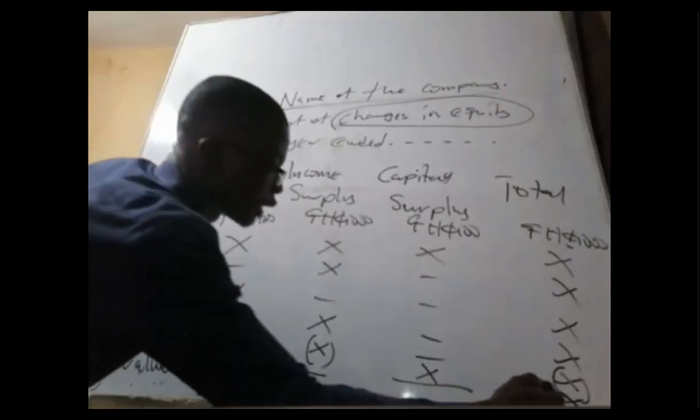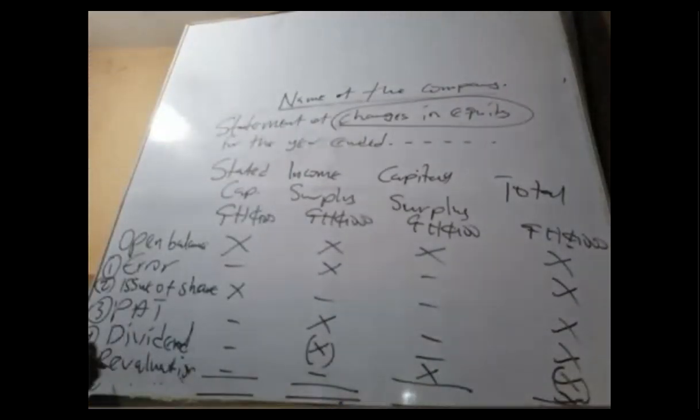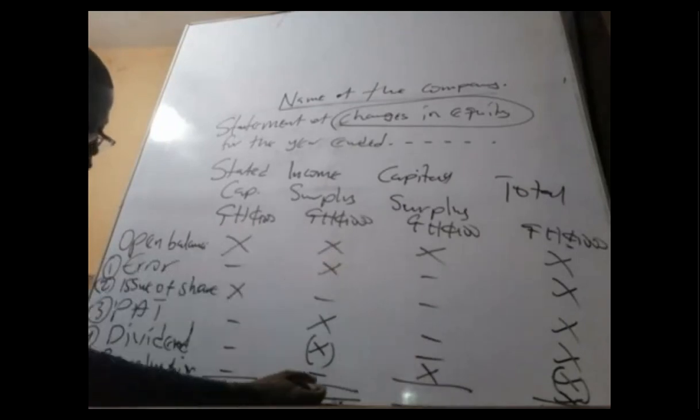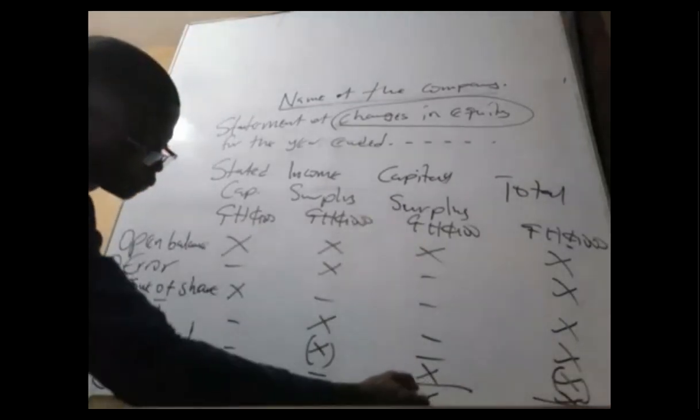Double underline all of them. And then write closing balance. This is open balance, right? Write your closing balance. You sum all up, you put it here. You sum all up, you put it there. You're done.